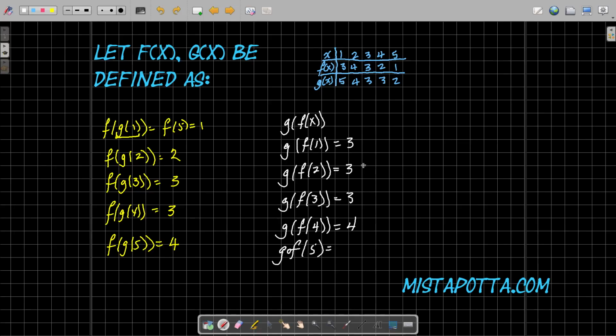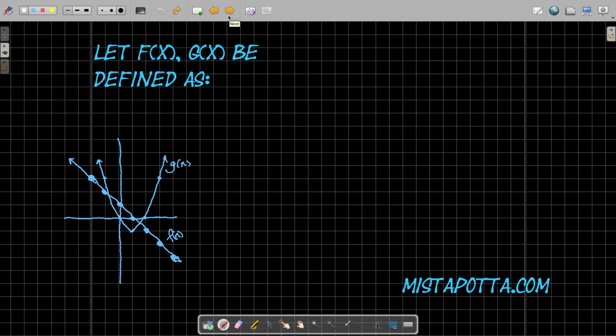Substituting a 1 into g gives me a 5. So not only can I do this from an algebraic standpoint, but I can also do this from a tabular standpoint. Given a table of f values and g values, I can do composition of those functions as well. And similarly, I can do it from a graph.